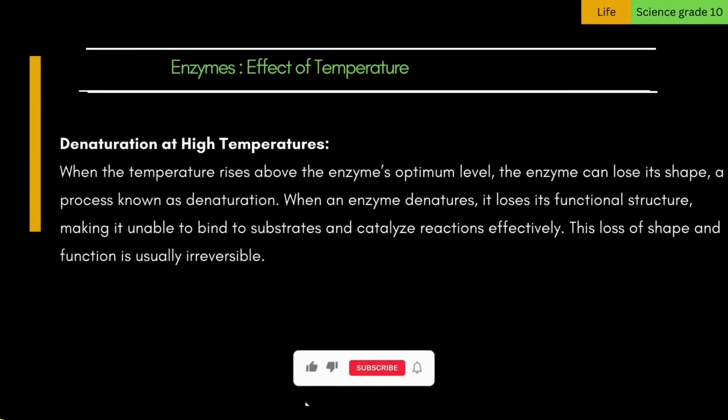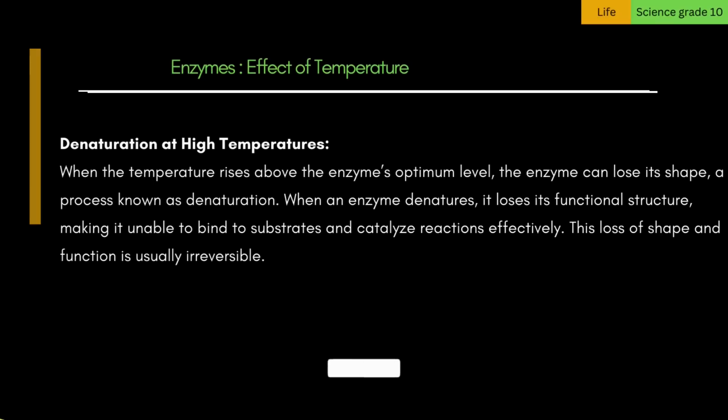3. Denaturation at high temperatures. When the temperature rises above the enzyme's optimum level, the enzyme can lose its shape, a process known as denaturation. When an enzyme denatures, it loses its functional structure, making it unable to bind to substrates and catalyze reactions effectively. This loss of shape and function is usually irreversible.